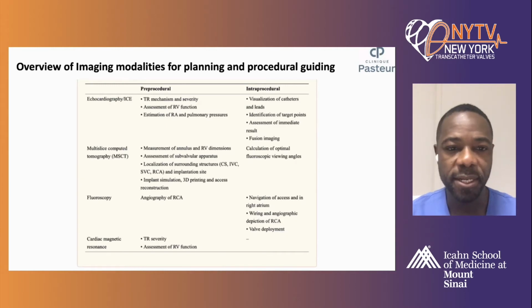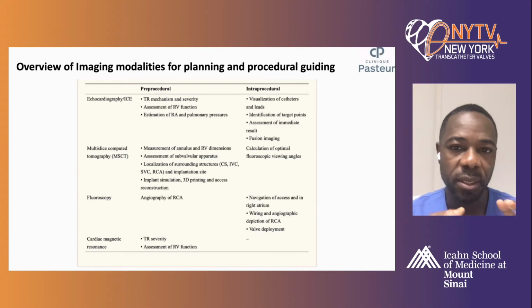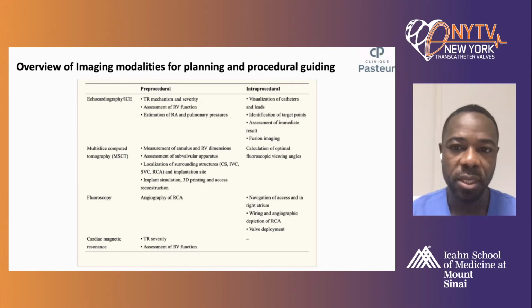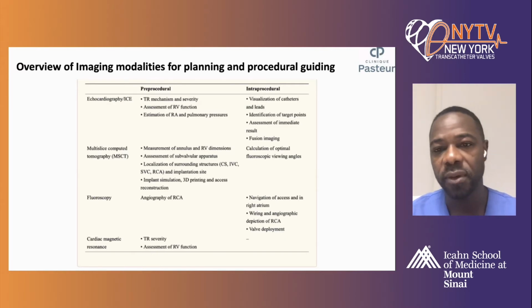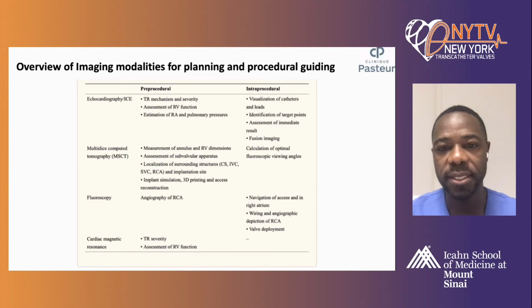For the procedure, it's a superb tool to anticipate the angles and the optimal projections for the fluoro C-arm. Fluoroscopy, in my opinion, is mainly for the opacification of the right coronary artery and to guide the navigation of the catheters through the inferior vena cava or superior vena cava to the right atrium, and then the right ventricle across the tricuspid annulus. So this is definitely a multimodal integration of these imaging modalities to plan your procedure.